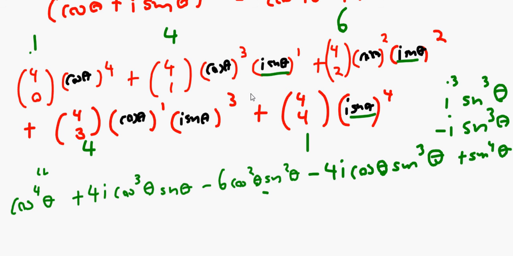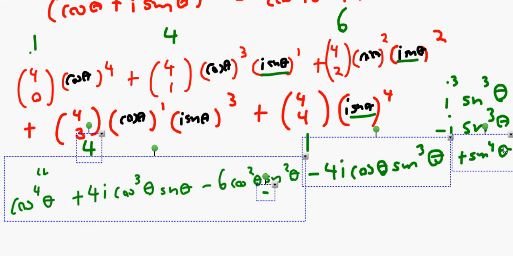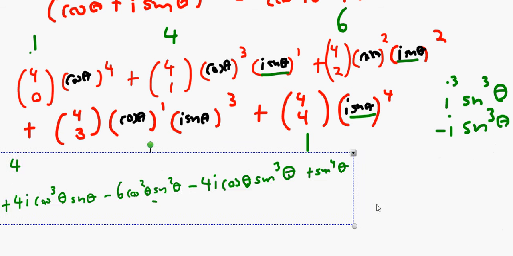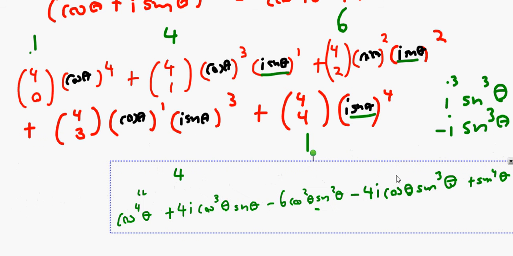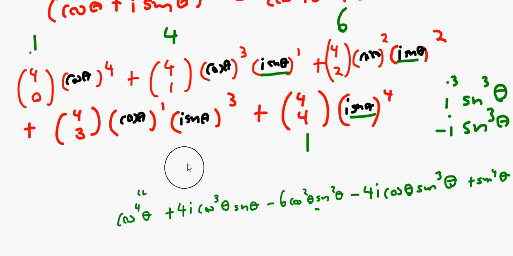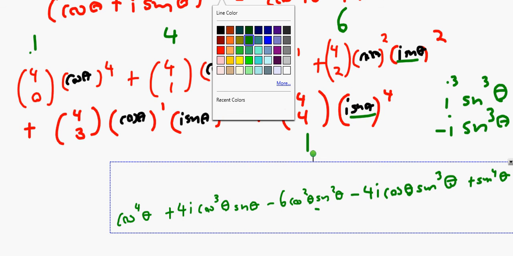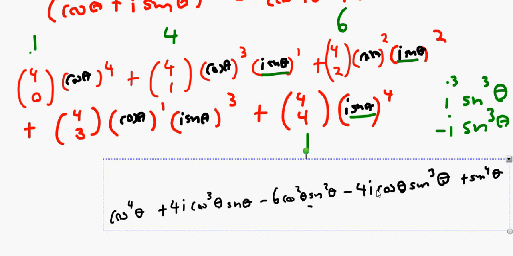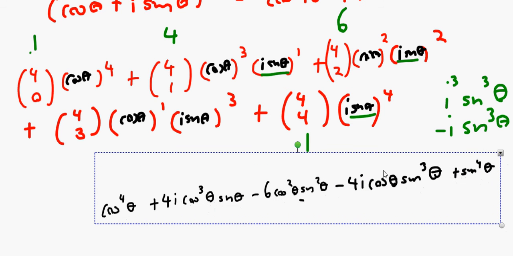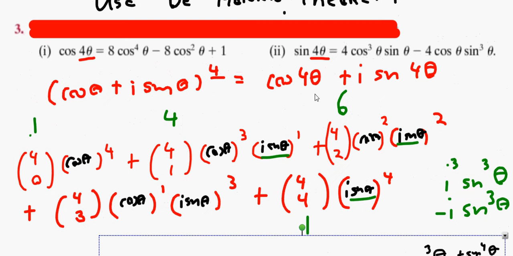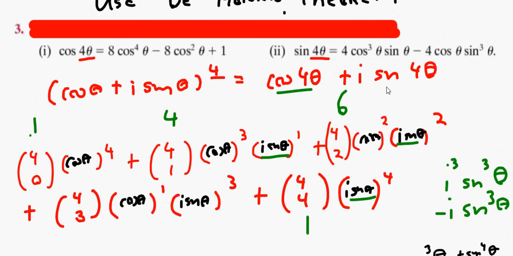Now, here comes the interesting part. I'm going to grab all that there. I'm going to group it. Make it just that little bit smaller. Now, we just expanded the binomial term, didn't we? That was the binomial term, and we expanded it out. But what was it on the other side? It was cos 4 theta plus i sine 4 theta.